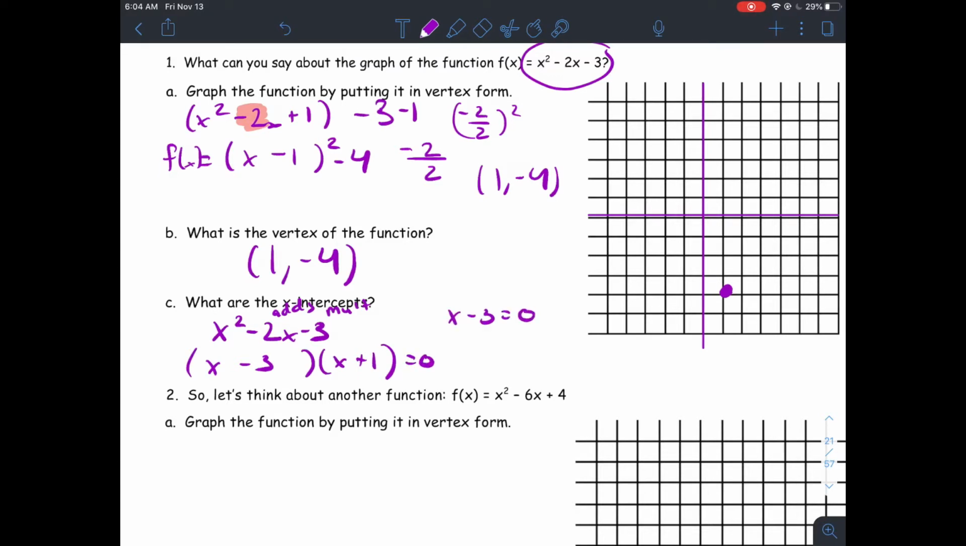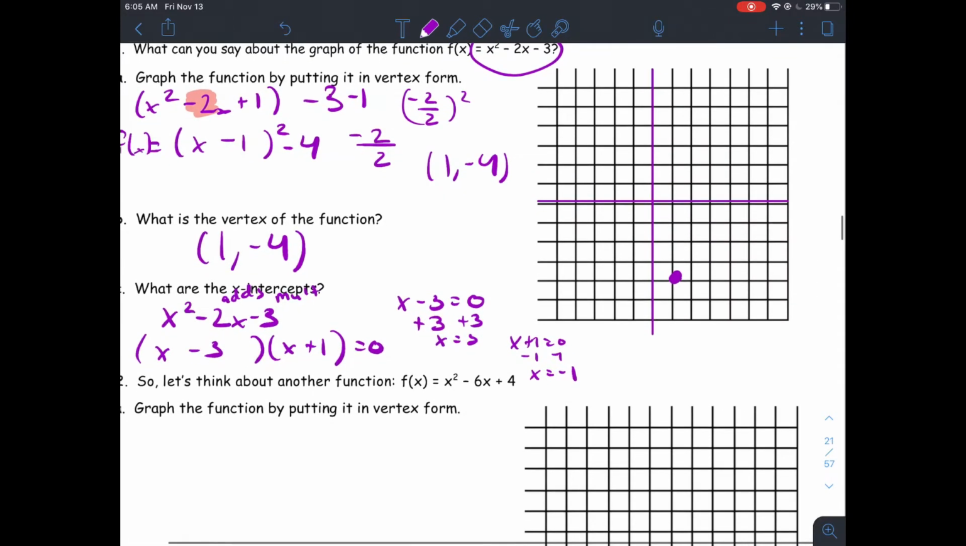So then you set the factors equal to 0. So we get x equals 3. And we've got our x plus 1 equals 0. We get x equals negative 1. So our two x-intercepts are going to be 3, 0 and negative 1, 0. So we can go plot those. And then we've got our parabola here. All right, so this is all stuff that we've already learned how to do.